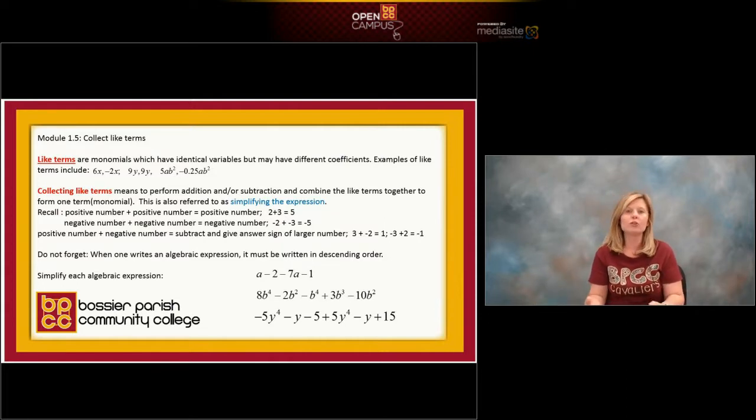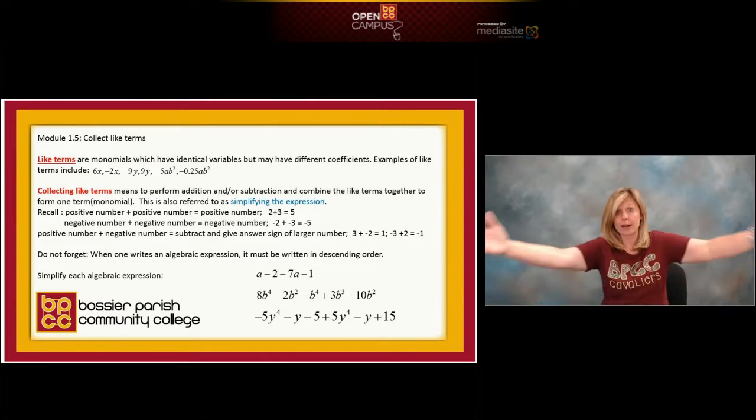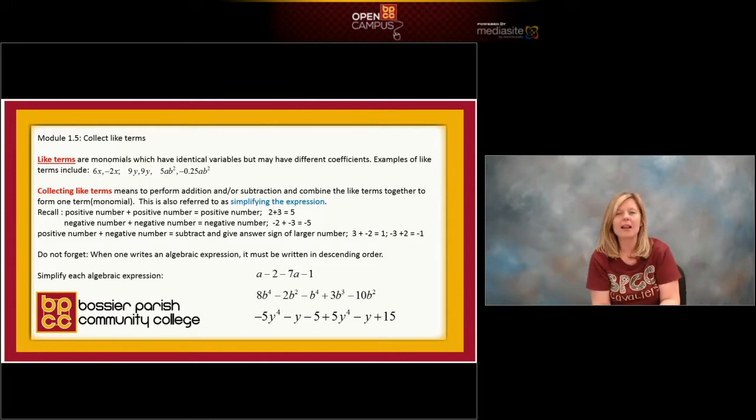Now, what do you do with terms that are alike? You do exactly in math what you do in real life. What do you do with items that are alike? You collect them. You bring them together. So think about it at home. You must have a collection of something, whether it be DVDs or baseball cards or a teacup set. Whatever you collect, think about it.